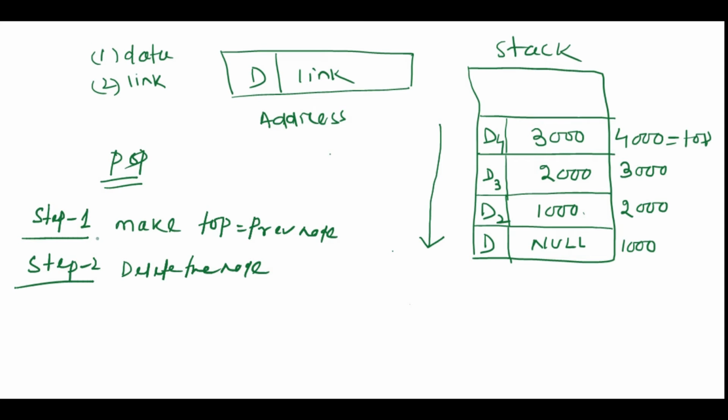Now let us follow these two steps here. As you know, this is the top node. If you want to do the pop operation, first you have to follow these two steps. Make top equal to the previous node. Now make this the top, and then you can remove this node. Similarly, you can make this the top and then remove this node, and similarly again. And you always have to check that the stack should not be empty before deleting, which is called stack underflow. So in this way you can do the pop operation.